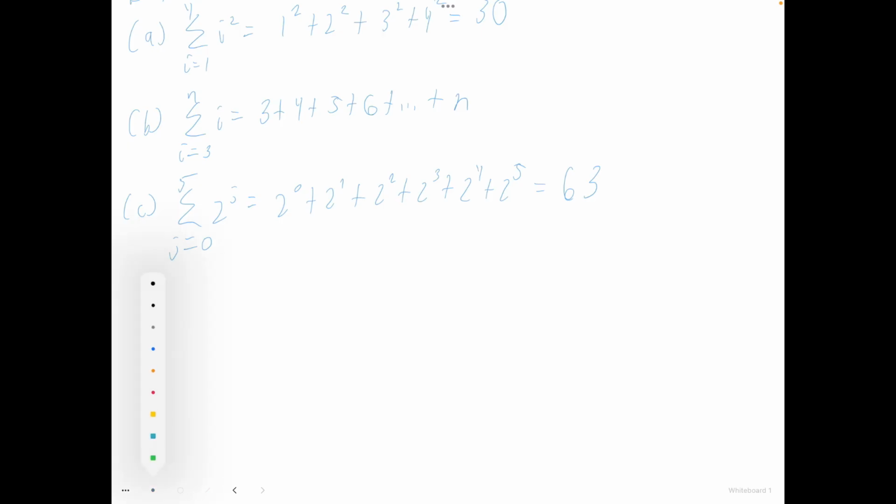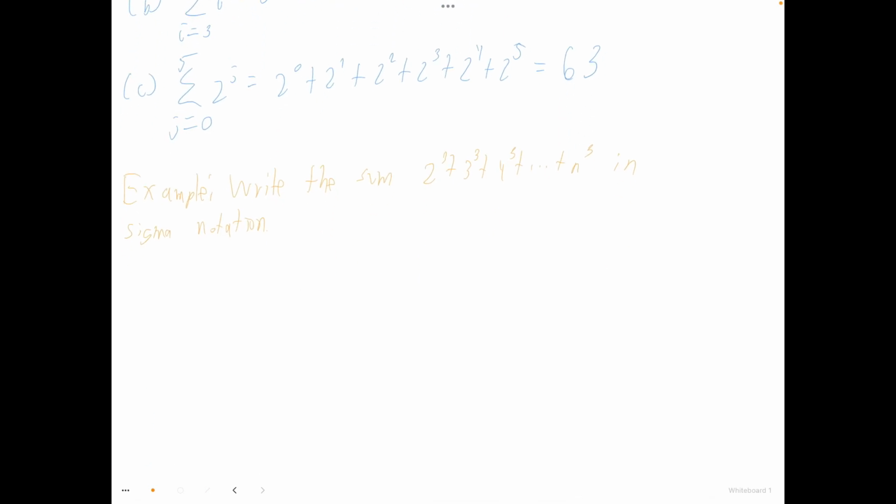Now, sometimes we'll have a summation and want to go backwards. And so for the next example, we want to write the summation 2 cubed plus 3 cubed plus 4 cubed up to n cubed in sigma notation. Okay, so we just want to take the sum that we've written down and write it in sigma notation. And so notice we're just adding things up. We seem to be starting at 2 and ending at n.